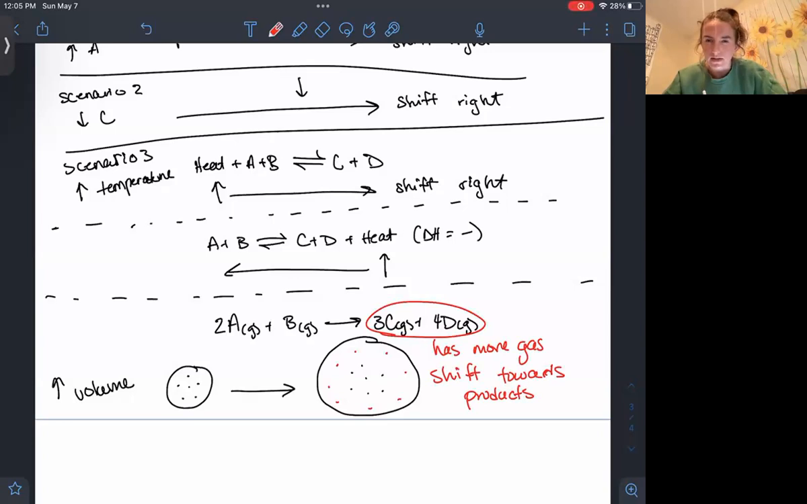Does that make sense? When we say shift, that just means that the reaction is going to proceed towards the products or towards the reactants. Right now, it's happening at equilibrium, going both back and forth. But we're just going to favor producing products rather than reactants.